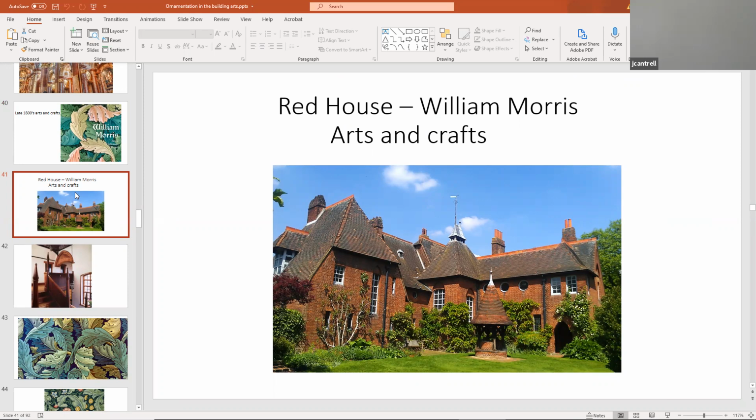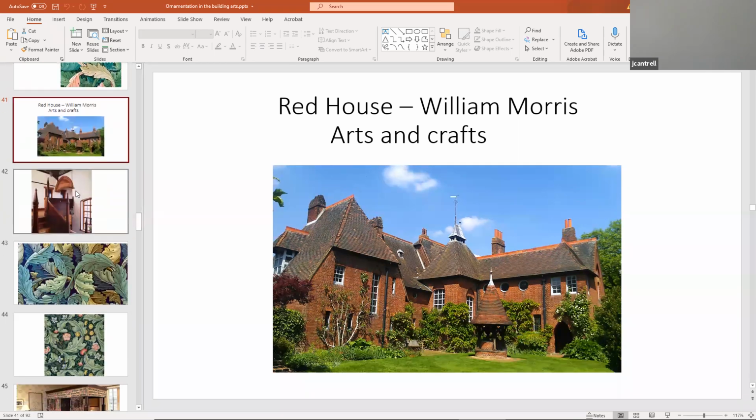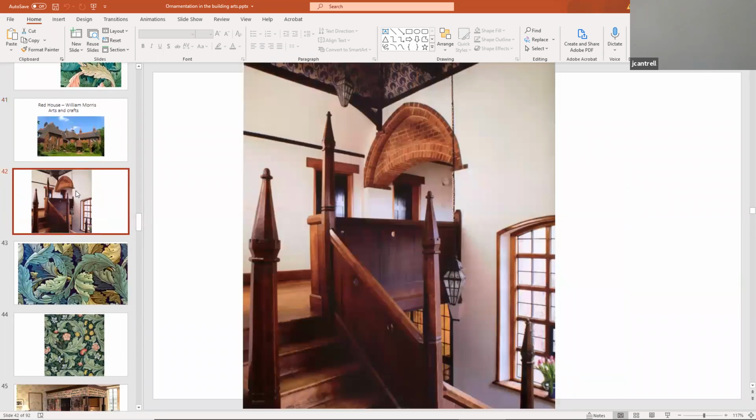This is his own house called the Red House. Of course, the arts and crafts movement. Obviously the house is red brick, hence the name, the Red House. But we see an eclectic series of pitches and styles. The interior is a tamed, simplistic version of the arts and crafts movement.